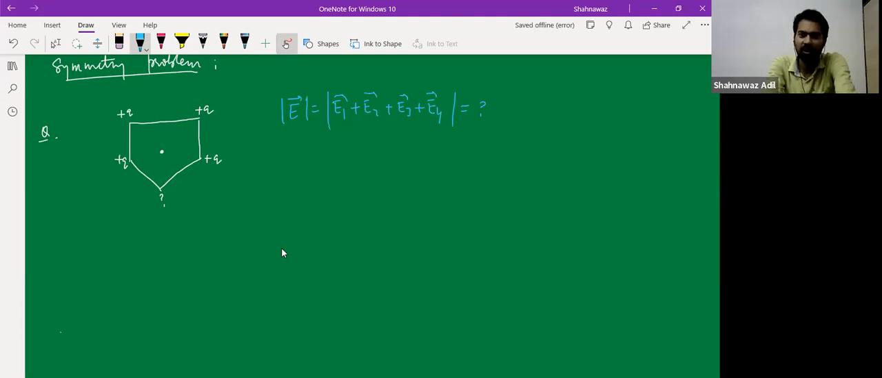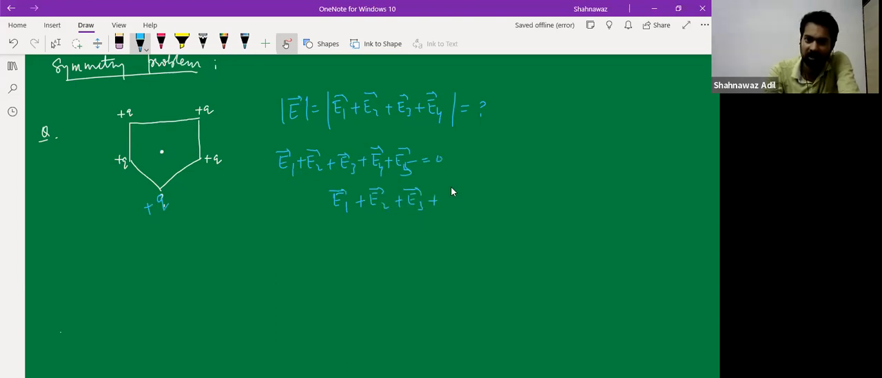And we know that if there would have been another charge Q, the field at this point would have been zero, right? So E1 plus E2 plus E3 plus E4 plus E5 would be zero. So E1 plus E2 plus E3 plus E4 would be simply minus of E5.